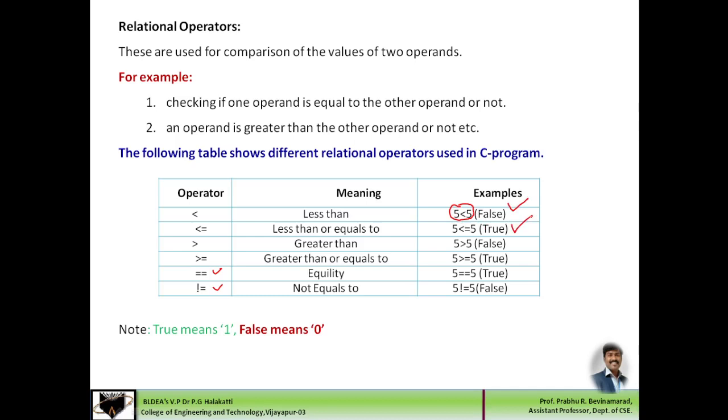So whenever we apply relational operators on two variables, it will give a result in the form of true or false. So true means 1 and false means 0. So depending upon this result we can take a decision whether the first value is greater or less than, or it is equal to the second value, something like this.